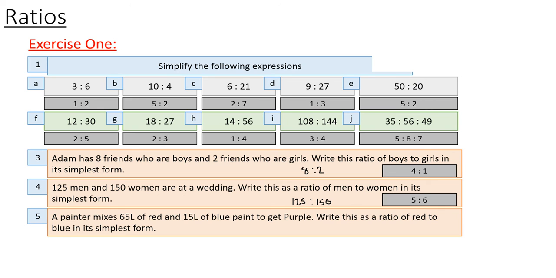And then for question 5, the painter mixes 65 litres of red and 15 litres of blue paint to get purple. Write his ratio of red to blue in its simplest form. You'd first start off with 65 to 15, then find your highest common factor, divide it, and you would end up with an answer of 13 to 3. So both sides can be divided by 5.